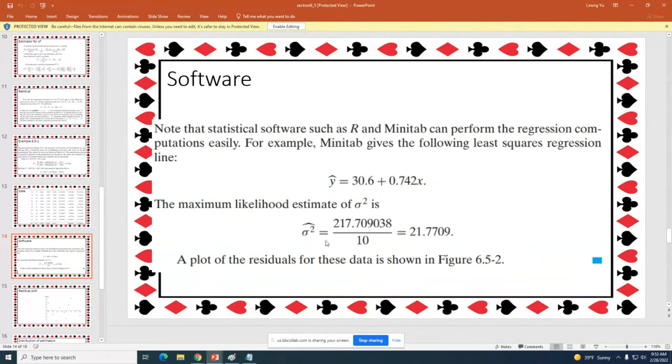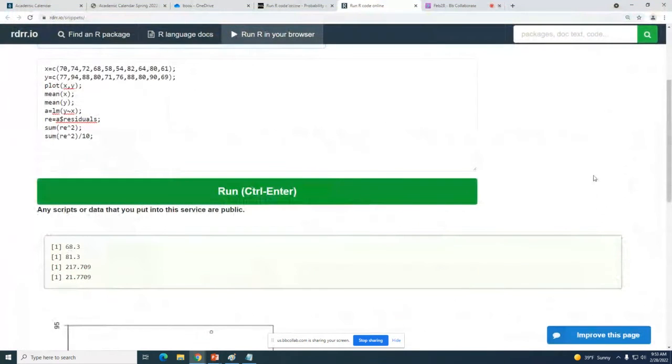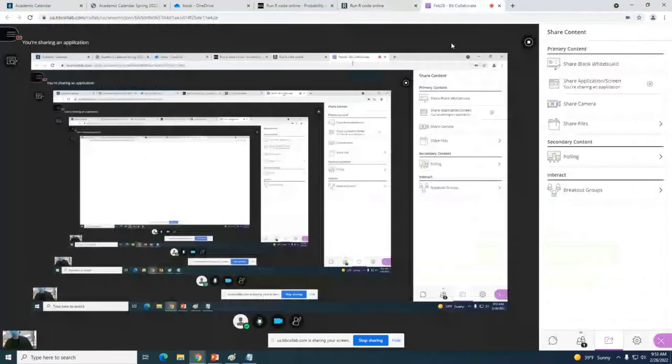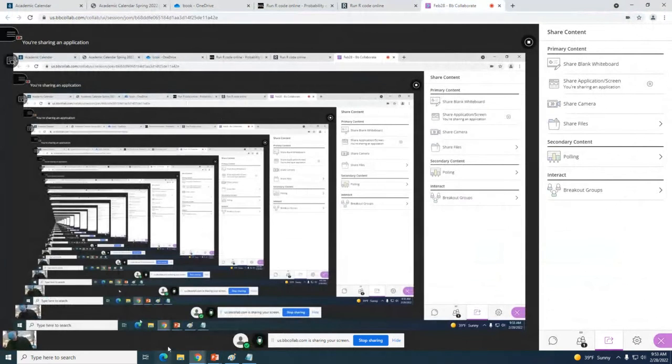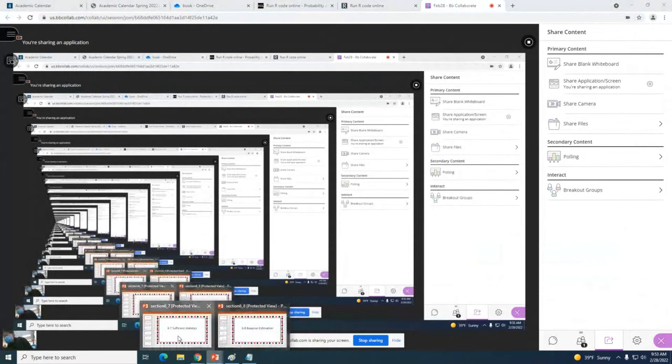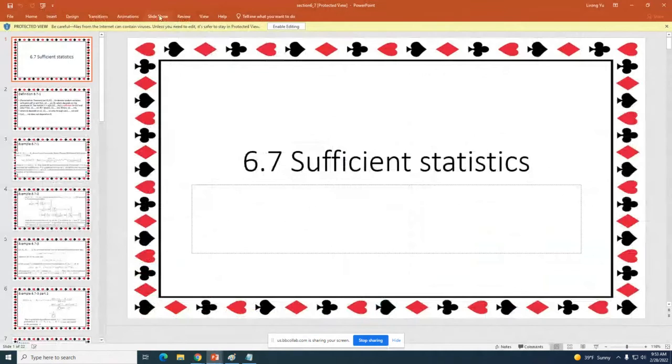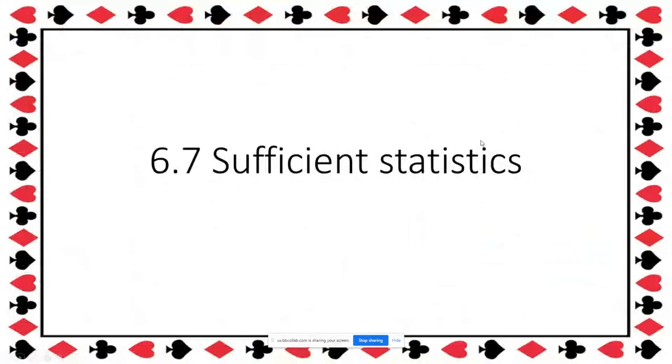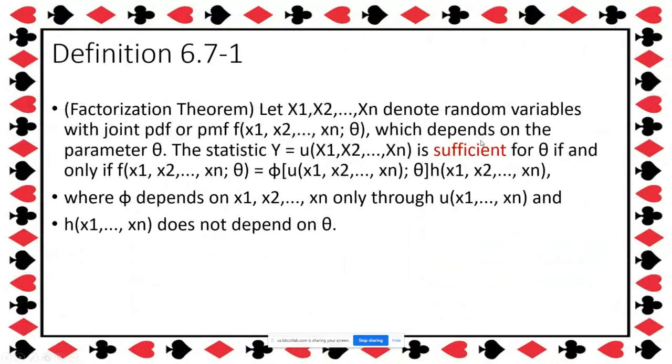So today we're going to move on to 6.7. See if it's still recording. 6.7 is called sufficient statistics. All right, so let's define this first.